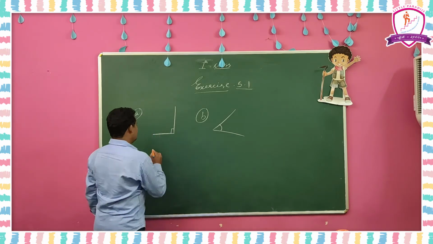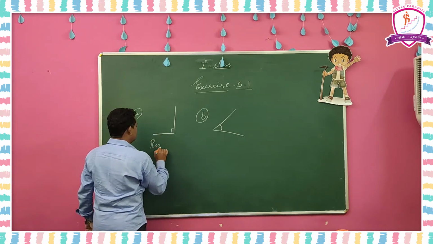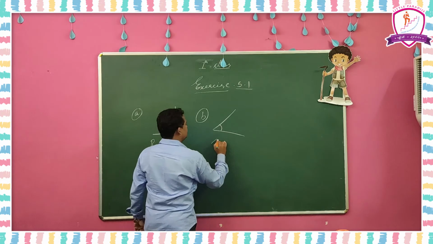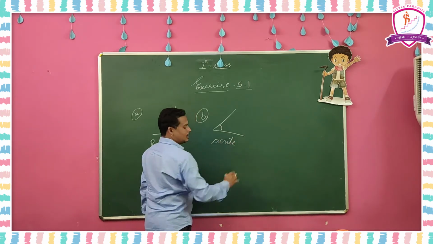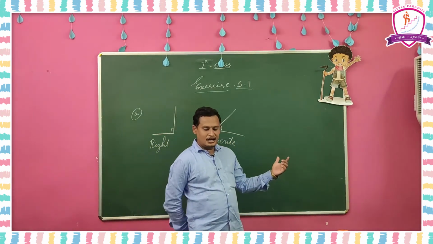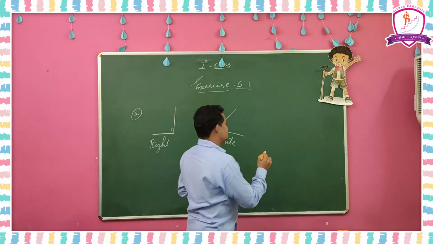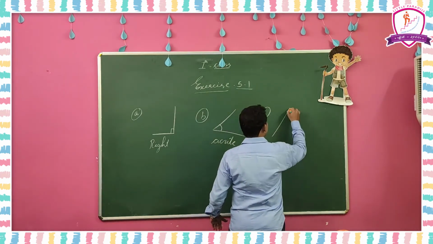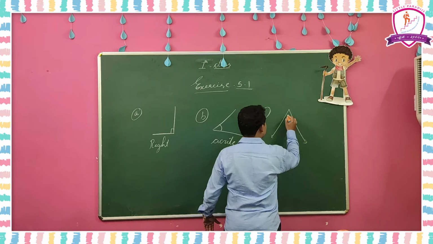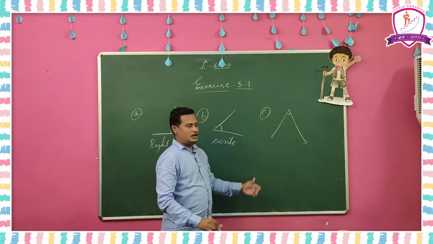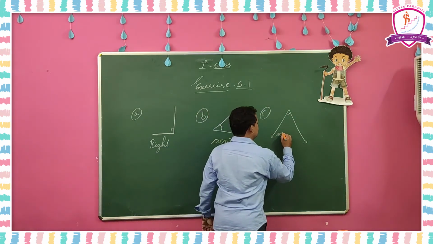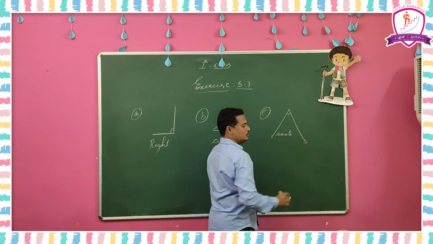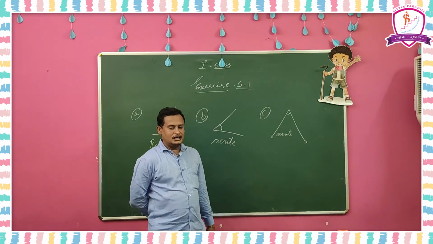You can write there: right angle, acute. Like that you can write. And the third one is also an acute angle. So C is like this. Okay. So it is also an acute angle. You can write there also. You can write in your book also.